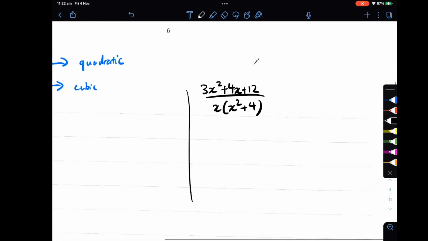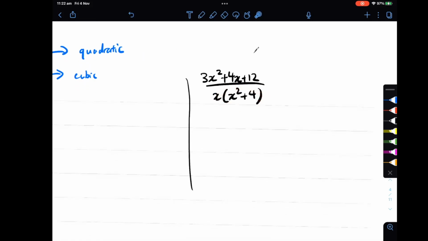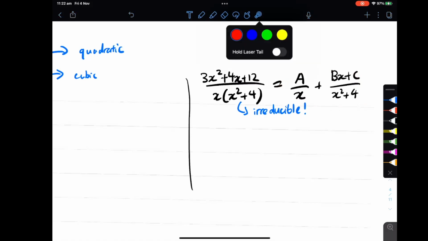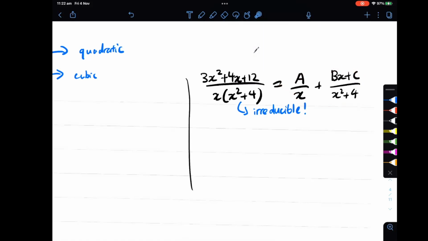if we split this up here, notice that we've got an irreducible quadratic. So the form is going to look something like this: A over x plus bx plus c over x squared plus 4. This is irreducible. That's why we put it in that form there. Okay, so we have to go ahead and find these values of a, b, and c. So we can multiply all these terms through.